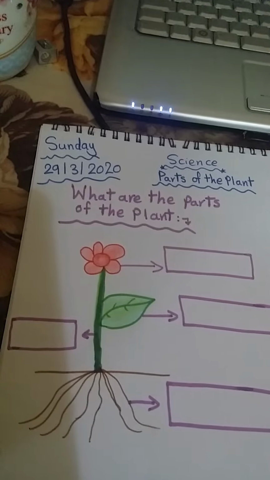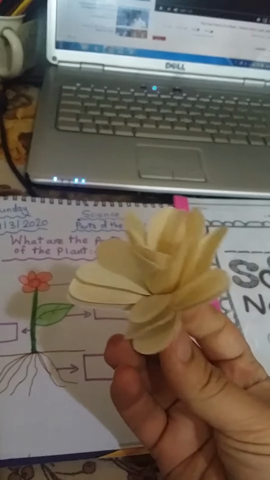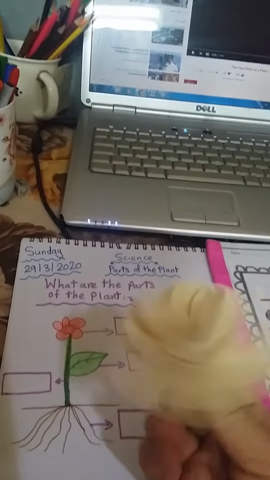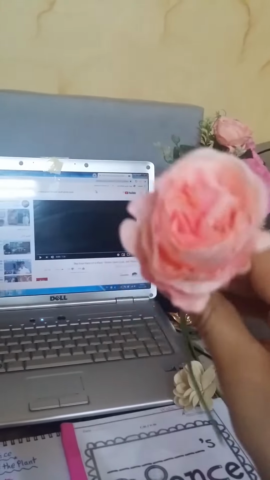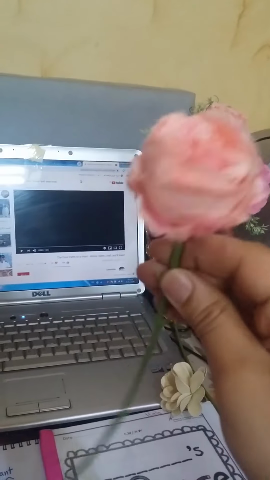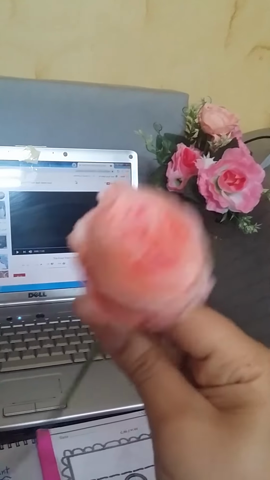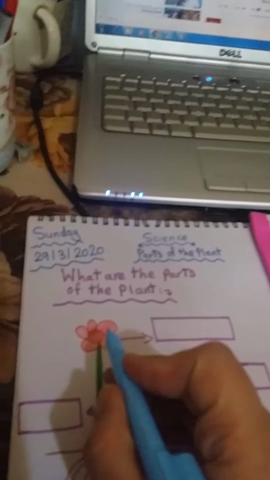The first thing here we have is the flower. What is this? Flower. Here we have the flower. Okay. So the first thing here we have is flower.